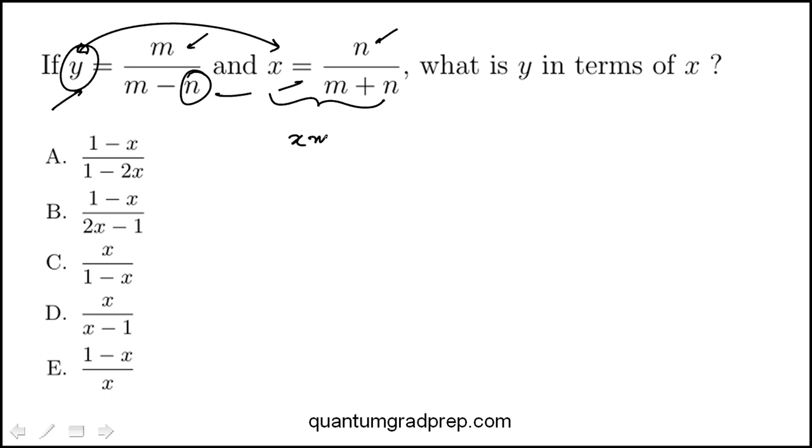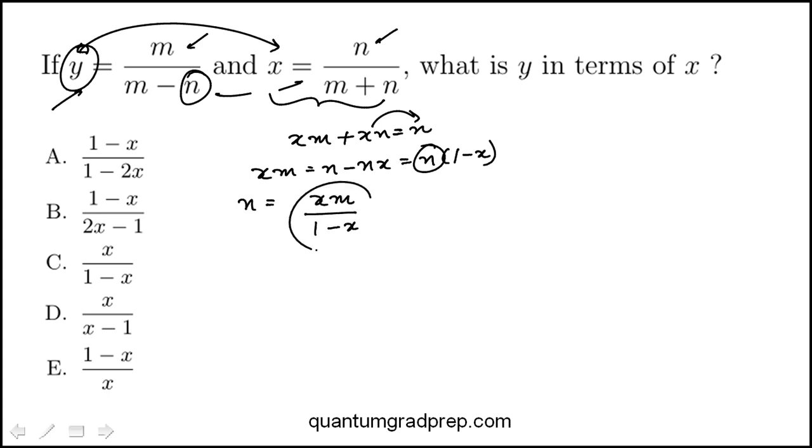So cross multiply, and then to isolate n, I'm going to move it to the other side. So n minus nx, factor out the n, and then to isolate n, divide by 1 minus x. So now I have n in terms of x and m. I'll replace that here.